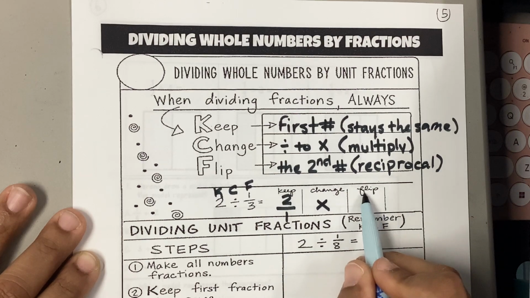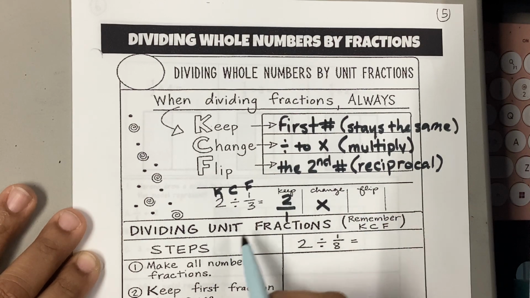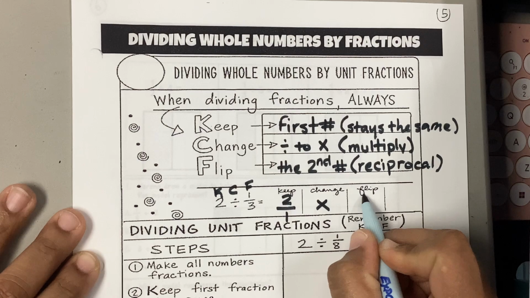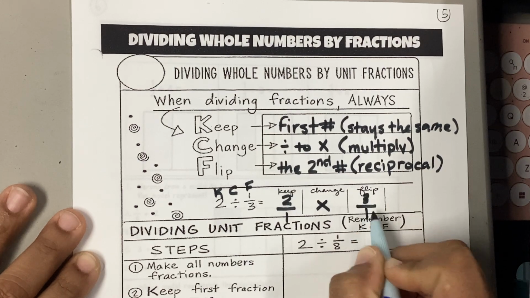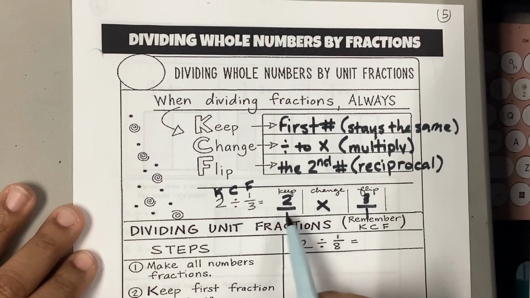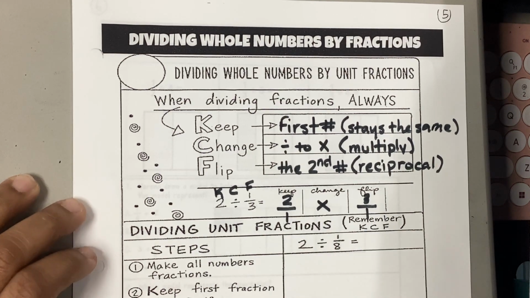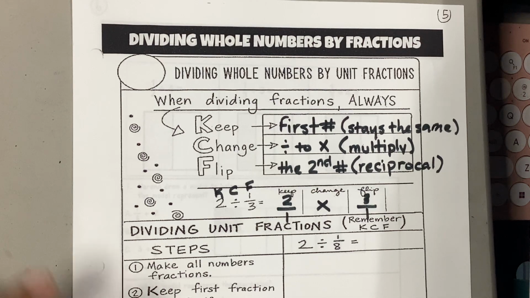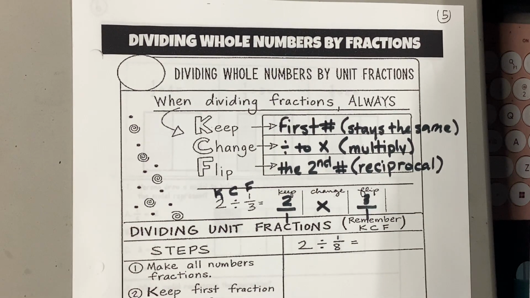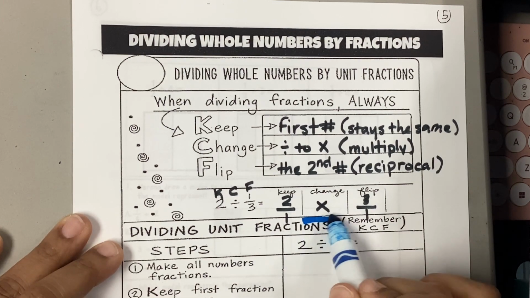And last, we're going to flip the last number. So this is 1/3. When we flip it, we're going to stand it up. So we're going to do 3 on top this time and 1 on the bottom. Now we have a fraction times a fraction, and we already know how to solve that by multiplying straight across. So we're going to multiply straight across.